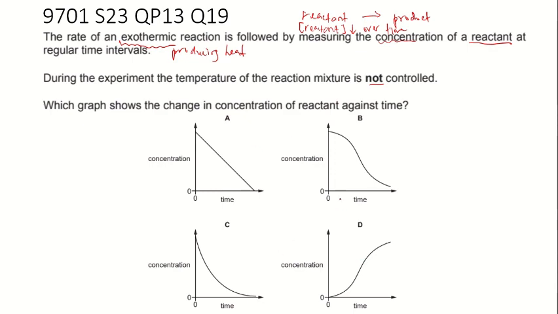B, C, D here. So first of all, we know the concentration of reactant is decreasing over time. So A decreasing, B decreasing, C decreasing, D increasing. So D is not the answer, because it should decrease over time. So A, B, and C, which one is the correct shape of the graph? Now A, it's too linear, it's too flat. It doesn't tell us about after heat is produced, whether the rate of reaction will increase or decrease. So cross out A also, because it doesn't have enough information to tell us about the reaction. So the answer can only be B or C.